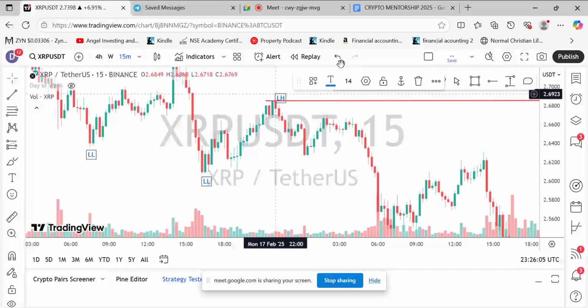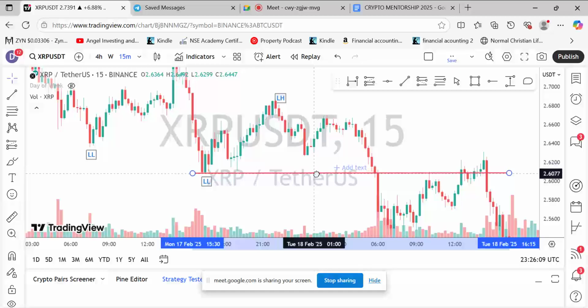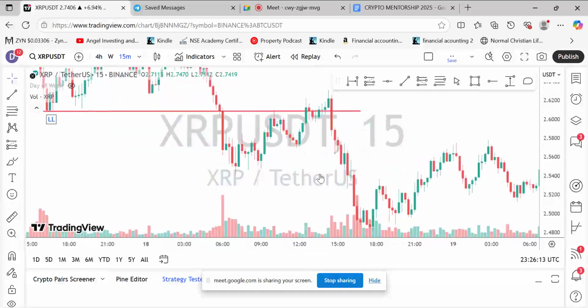Lower high. And then we will now check where was the last lower low. The last lower low was somewhere here. Then we will now see that we had a lower low again, which is this one. So the market is still in downtrend. So no trading, you're only observing.